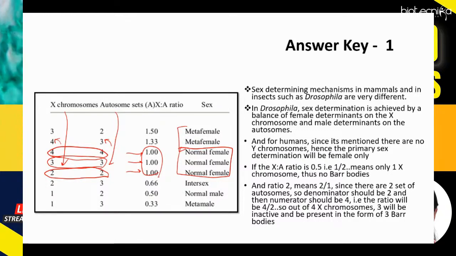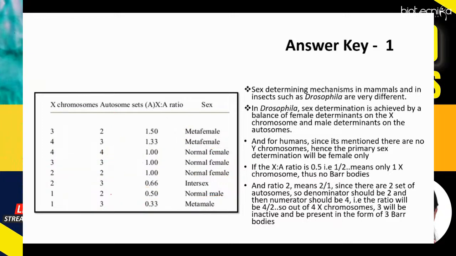And in case the ratio is less than 1, for example 0.5, with autosomes exactly double the amount of X chromosome, then it will form male characteristics. But if it is even less than 0.5, then it is meta male, and in case it is between 1 and 0.5, it will form intersex. So this way the sex determination mechanisms in mammals and Drosophila are very different. In Drosophila, it is a balance of this, and for humans, since it is mentioned that there are no Y chromosomes, hence the primary sex determination will be female only.